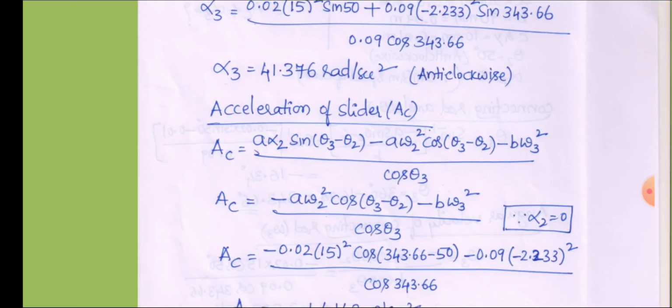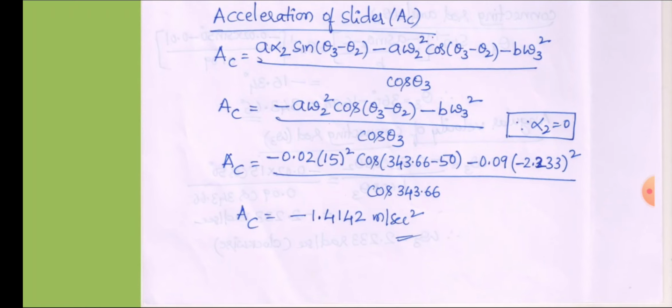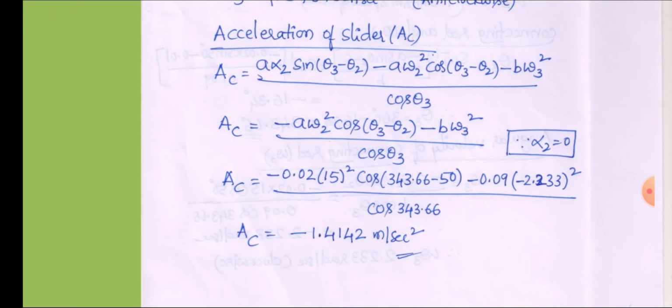Here the first term in the numerator contains alpha 2. As here alpha 2 is equal to 0, therefore this term vanishes or becomes 0. Thereby AC is equal to minus a omega 2 square into cos of theta 3 minus theta 2 minus b omega 3 square, whole divided by cos theta 3. Here all values are known. Substitute and simplify. I am going to get acceleration equal to minus 1.4142. Because it is simply acceleration, meaning by default linear acceleration, the unit will be meters per second square. So like that you can solve the problem on offset.